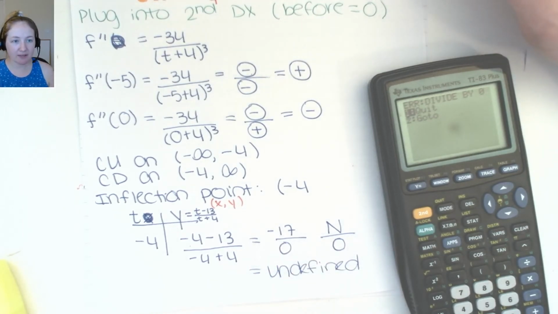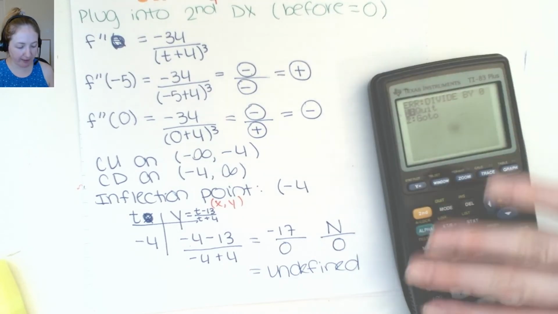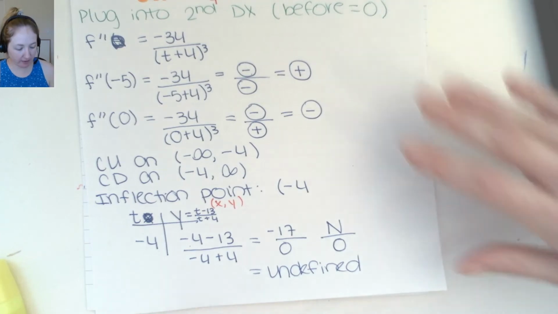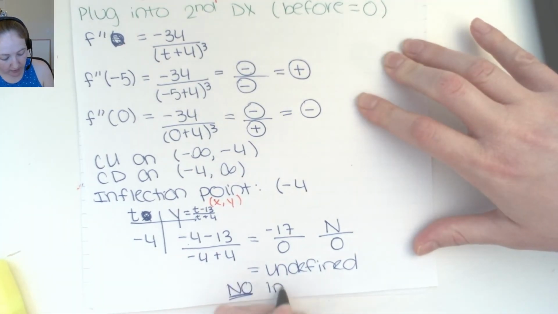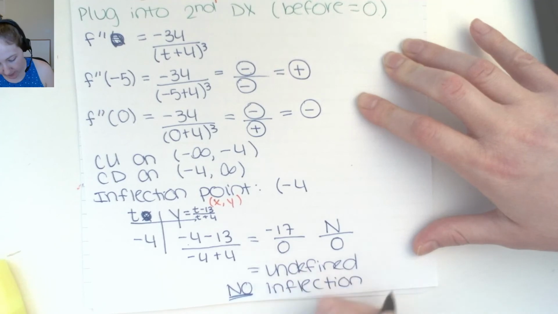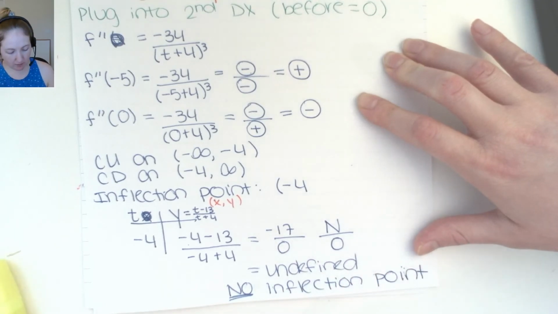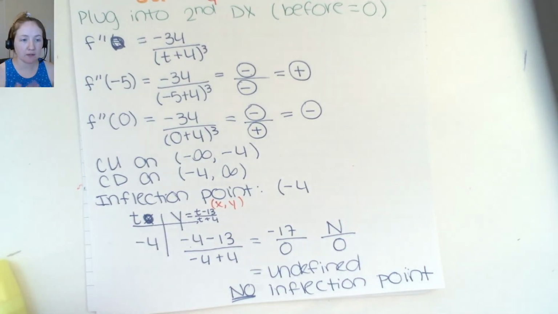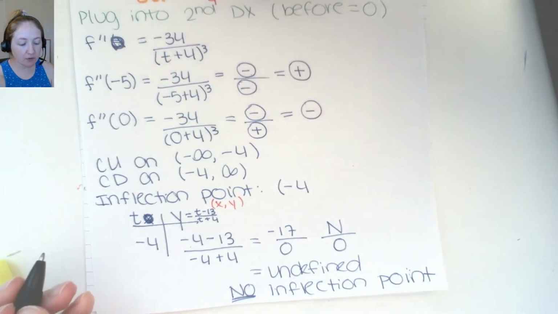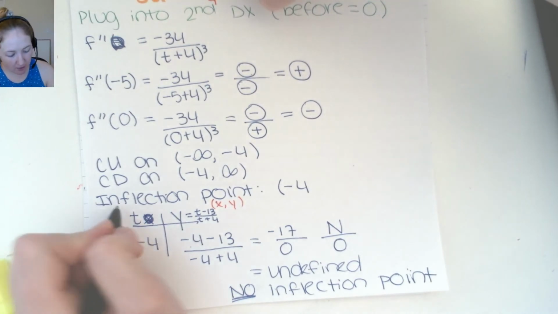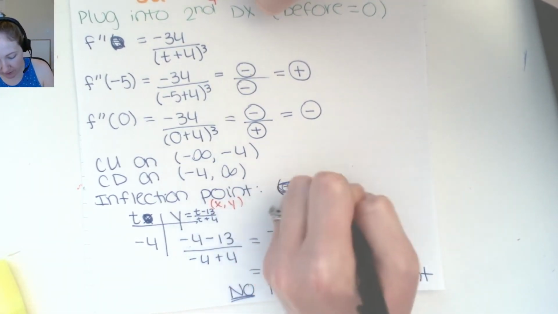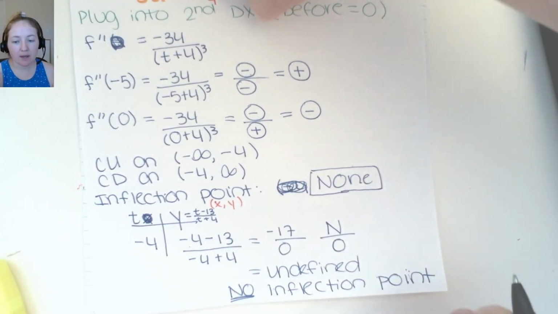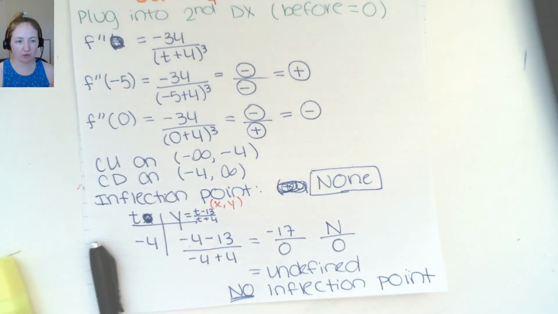Now, hopefully you're sitting there saying, well, I've never seen a number comma undefined as a point. So this is the red flag that tells us that there's no inflection point. So if you plug in your x value or your t value and you get an undefined, then even though there is that change in concavity, you are going to have to say that there is none or no inflection point.